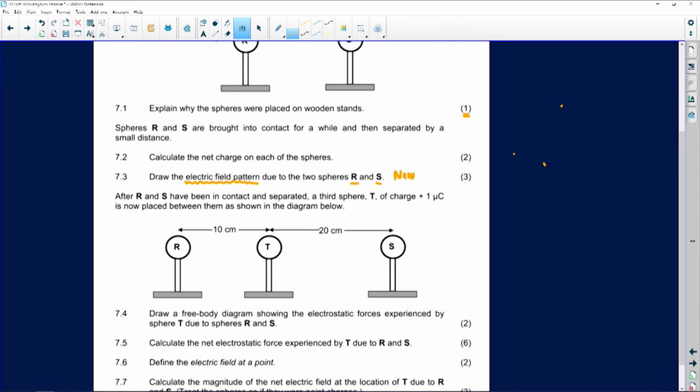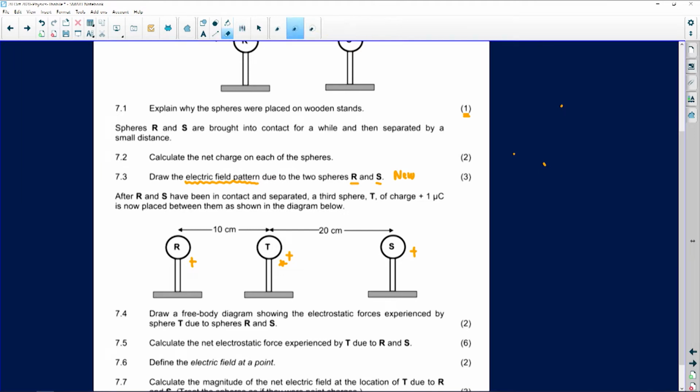Now they're saying, after R and S have been in contact and separated, remember they're now positive, a third sphere, which is now T, this is the one over here, of charge 1 microcoulomb positive. So now we've got a positive, and a positive, and a positive is now placed between them as shown in the diagram.